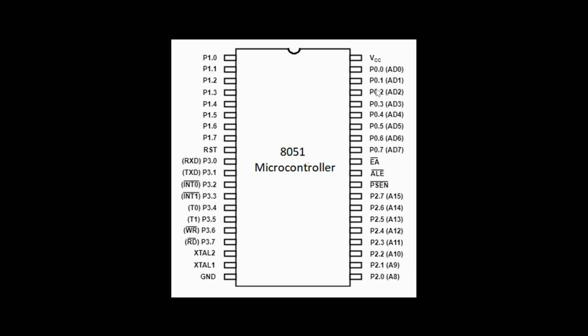This is the pin diagram of your 8051 microcontroller. It's a 40 pin IC, and as you can see here, many of the pins are multiplexed. Your port 0 is multiplexed with your lower order data lines. Then we have your port 2, which is multiplexed with your higher order address lines. And among themselves, the address and data lines are also multiplexed. That is the lower part.